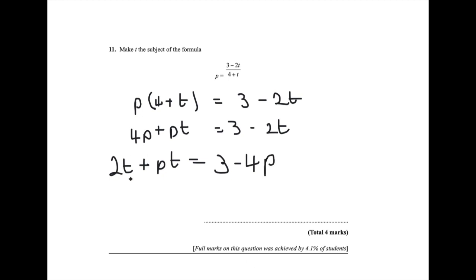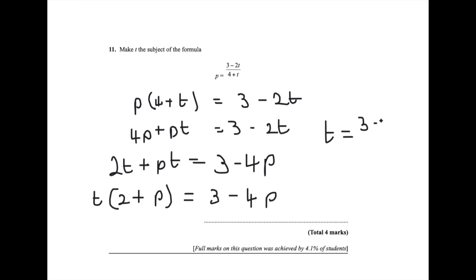And then we want to take t out as a factor. So we've got t, 2 plus p equals 3 minus 4p. And then finally, we're just going to divide by this bracket. So we've got t is equal to 3 minus 4p divided by 2 plus p.